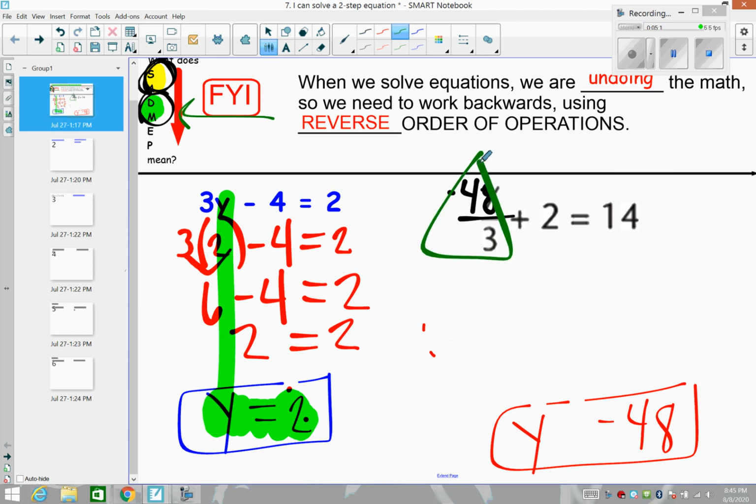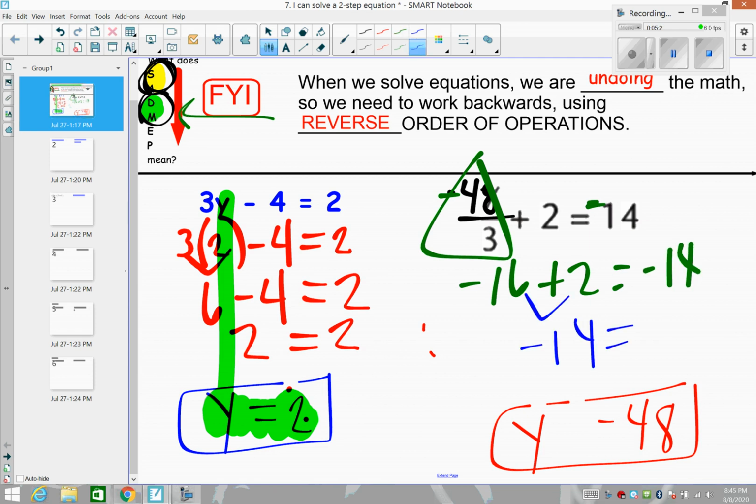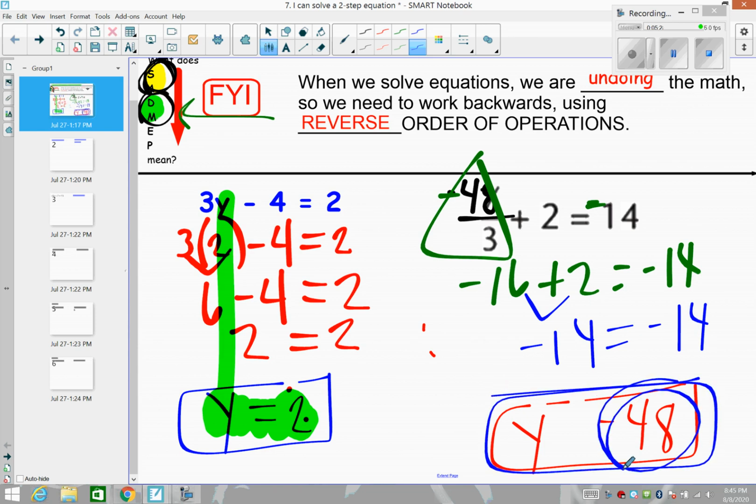This is a triangle problem. That would be negative 16 plus 2, and there was a negative here. I just erased it by mistake, so sorry about that. If we tug of war here, we end up with negative 14 equals negative 14. So it checks out that we know that the solution is negative 48. The value of y is equal to negative 48.